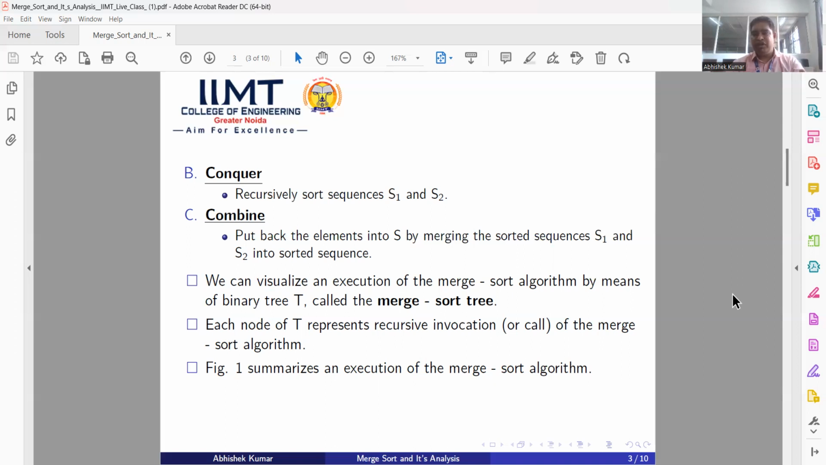If you look at these 3 steps, the most important step is conquer. That means how we are solving, how we are sorting, how we are merging. The most important operation in merge sort is the merging operation. So we will separately discuss how we do the merging operation in merge sort.